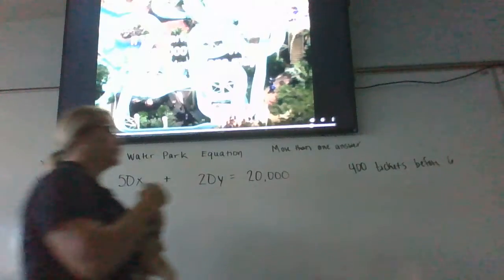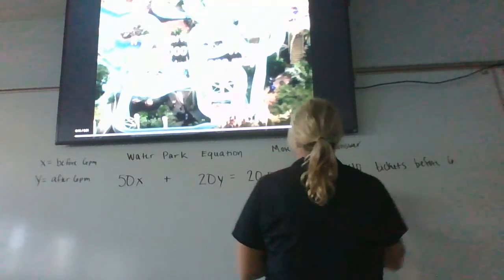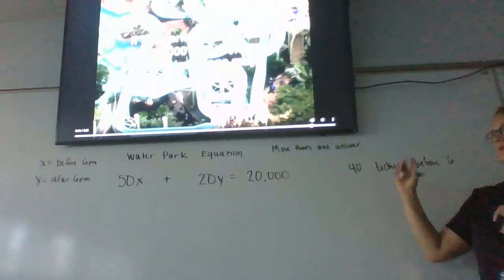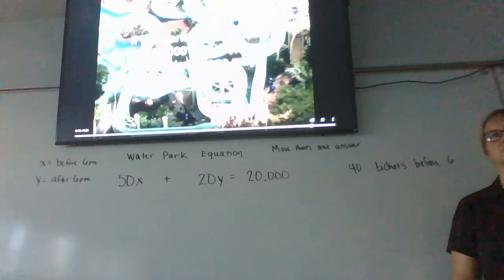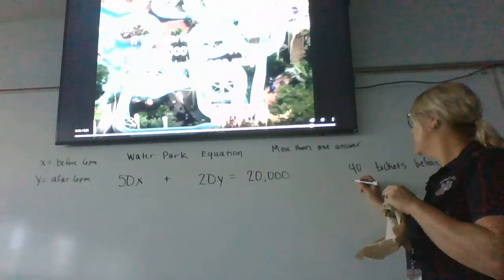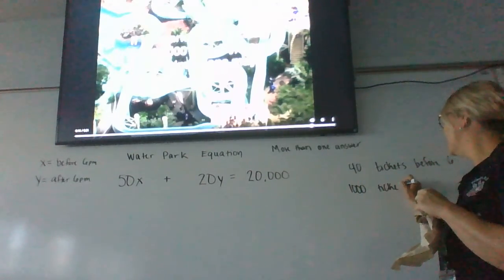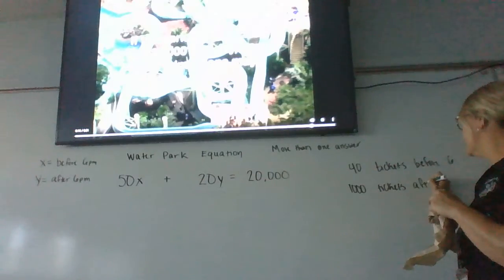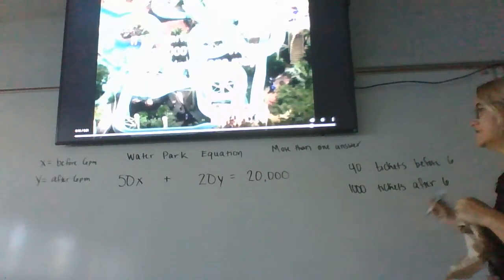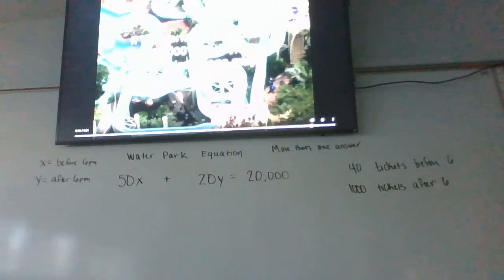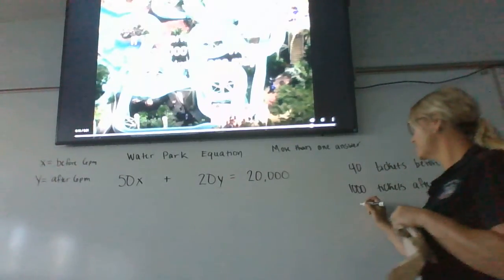Yeah, 40 times 50. Let's say nobody comes after 6. The water park made $20,000. Or 1,000 tickets after 6. You guys agree 1,000 times 20 would give you a $20,000 income. You got another one? Okay.